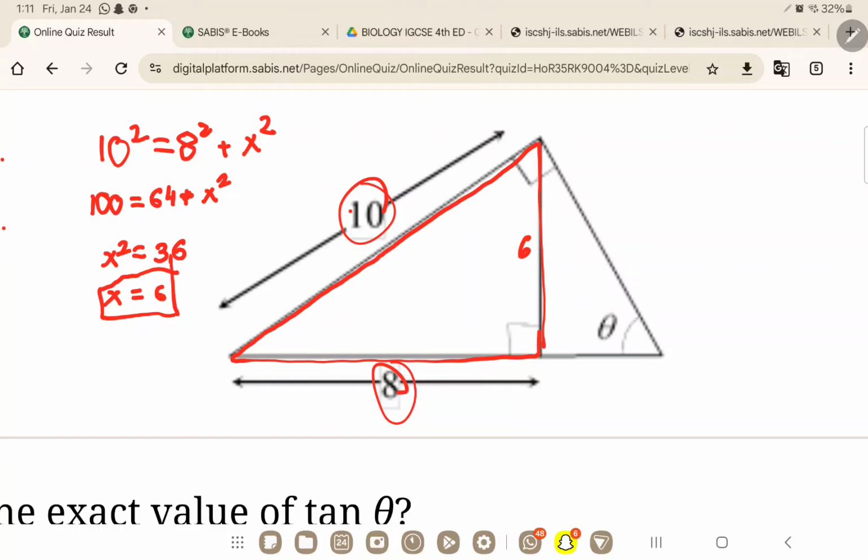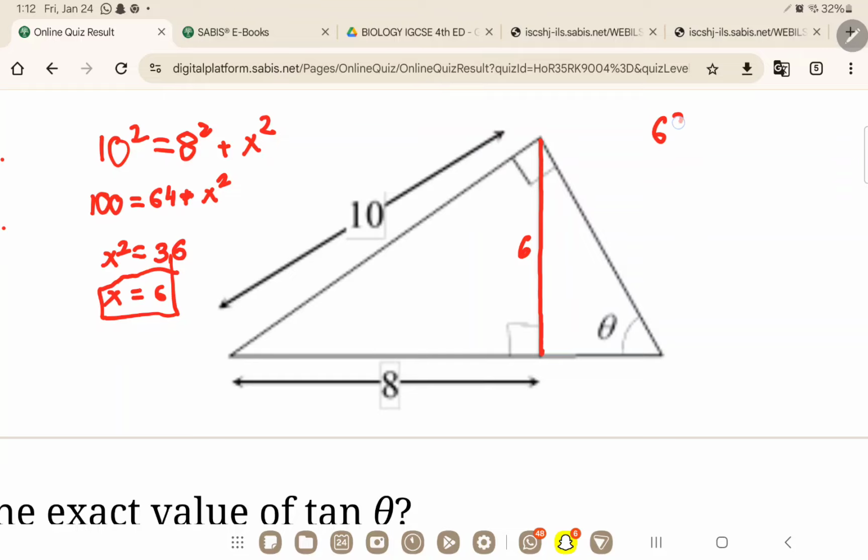Now that we know all the sides in this triangle, we also know from last year, we took this theorem that says altitude squared, so 6 squared, equals part of the hypotenuse 1 times part of the hypotenuse 2, so 8. I'm going to name this part y.